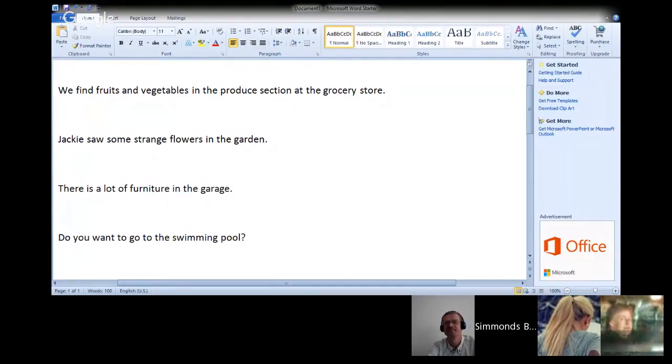Okay, so Ken read the first sentence, and so what I will do is I'll read it again for Garrett, and then actually it would be great for Thomas to read it as well for the accent, okay? So Garrett, if you can repeat after I read the sentence, we find fruits and vegetables in the produce section at the grocery store. Okay. Where's your slide? Okay, got it. We find fruits and vegetables in the produce section at the grocery store. Okay. Thomas, what do you think of this sentence?